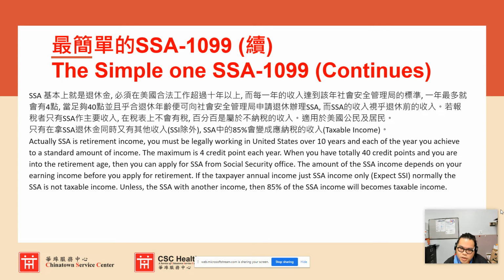Okay, so this one you need to tell the taxpayer about. If they were working with a W-2 form or 1099 form at the same time they get SSA, they must be careful not to go over a certain amount, to avoid having taxable income from the SSA. Okay.